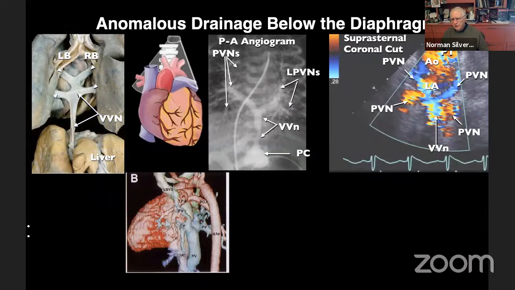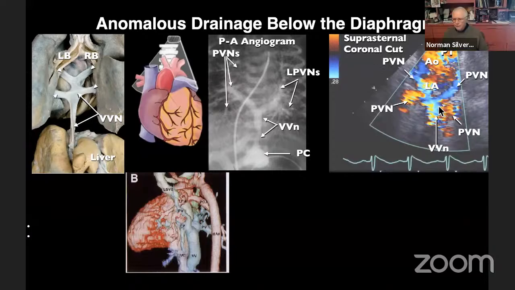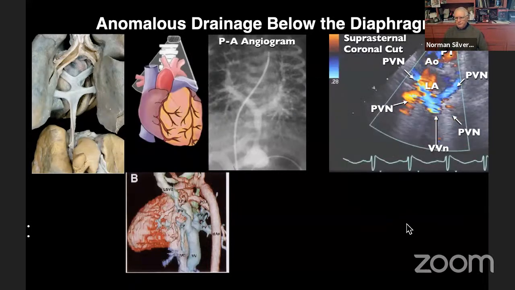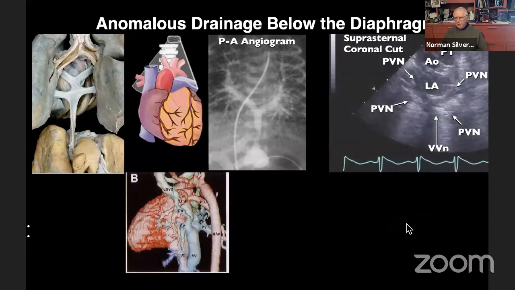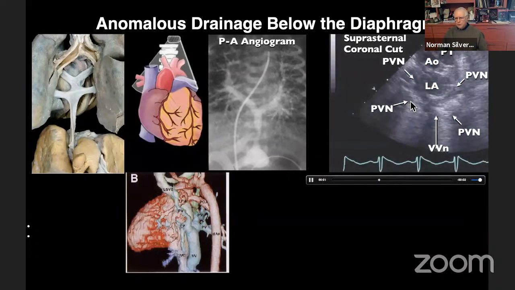So here is an example of a suprasternal coronal cut showing the vertical veins as they drain down to this, the pulmonary veins as they drain into the vertical vein and down into the heart. And let's just get the labels off for you and show you the image. So we're seeing black and white and color. And here you can see 1, 2, 3, 4 pulmonary veins.